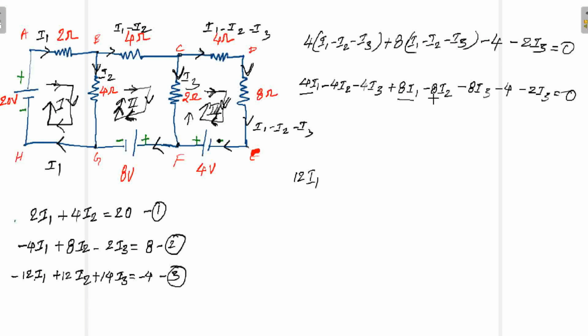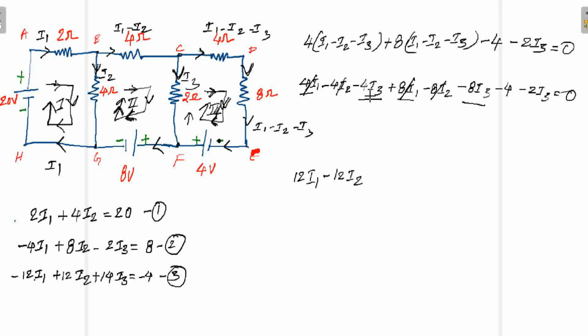4I2 8I2, so that is minus 12I2. We have completed this one. 4I2 8I2, this is your 8I1. Next with the I3, minus 4I3, minus 8I3, that is minus 12I3.